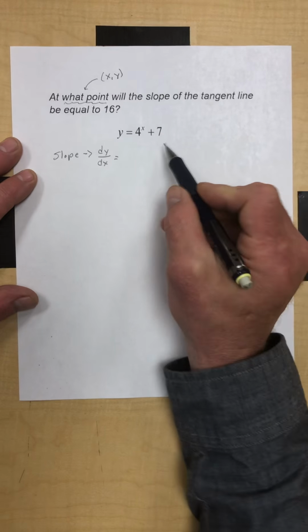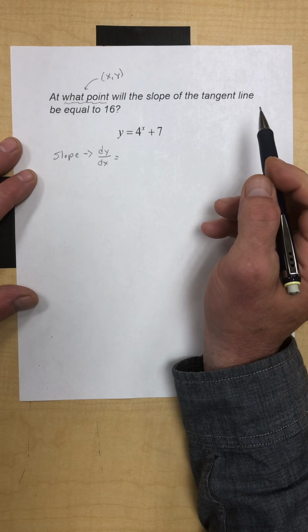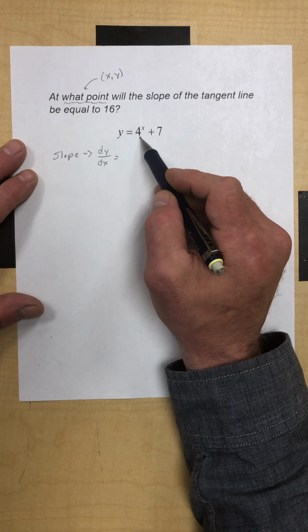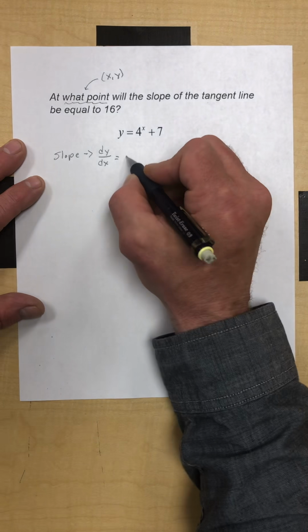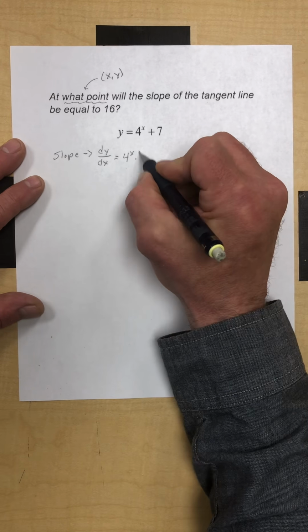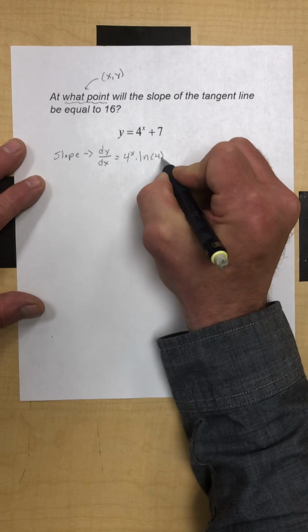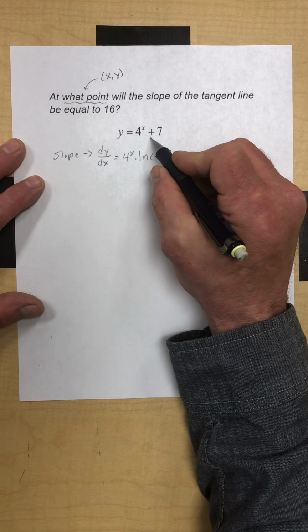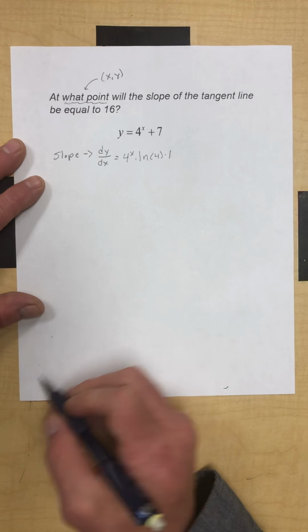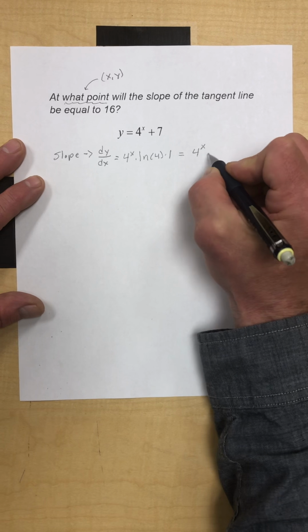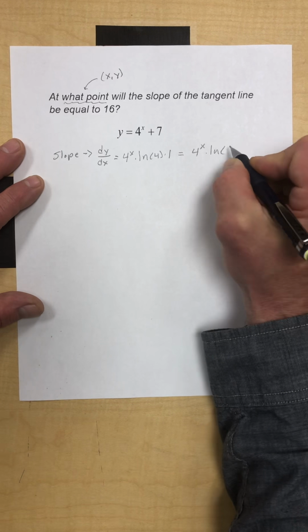So when we do that, notice this guy's just straightforward, so we can go right back to our rule for finding the derivative of an exponential. It's going to be the exponential 4 to the x times the natural log of the base, so that'd be natural log of 4, times the derivative of the exponent, which would be 1, and then obviously when we take the derivative of 7, we get 0. So our dy/dx is just 4 to the x power times the natural log of 4.